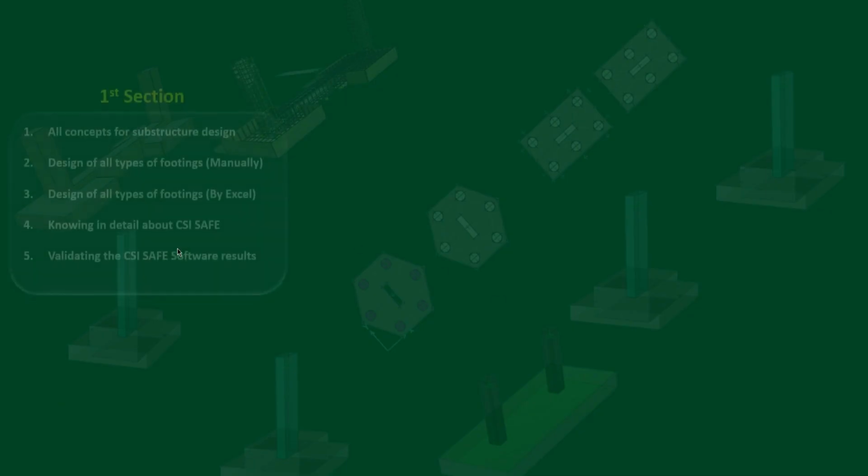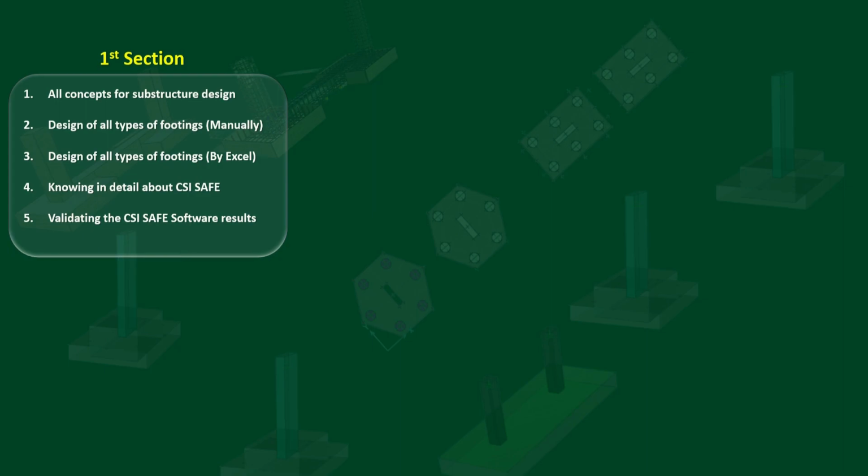Then we will look at the software, knowing in detail about the CSI SAFE software. We will take sample projects, dummy projects, and try to understand in detail about CSI SAFE: how to define the material property, section property, soil subgrade modulus, and how to prepare the model. With general knowledge and practice over the demonstration of your CSI SAFE software, only then will you be able to work with the software.